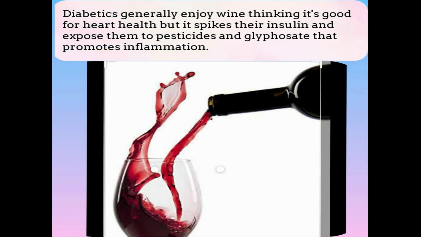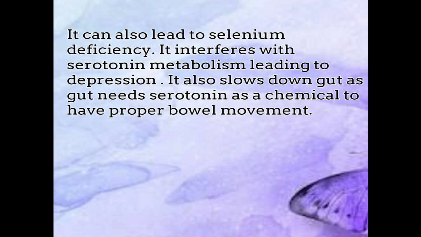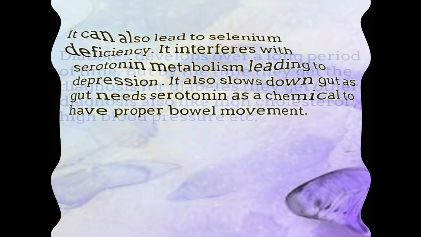Diabetics generally enjoy wine thinking it's great for heart health, without realizing it drives up their insulin and exposes them to pesticides, glyphosate, etc. that cause inflammation. It can lead to selenium deficiency. It interferes with serotonin metabolism, leading to depression. It also slows down the gut, as the gut needs serotonin as a chemical to have proper bowel movement. Also, glyphosate and other chemicals are highly toxic and inflammatory.